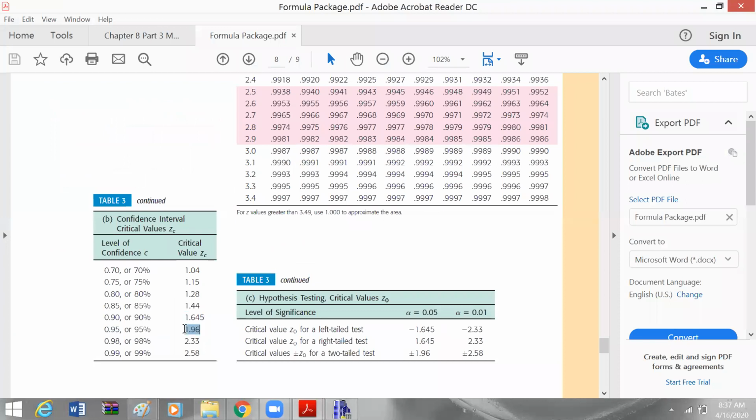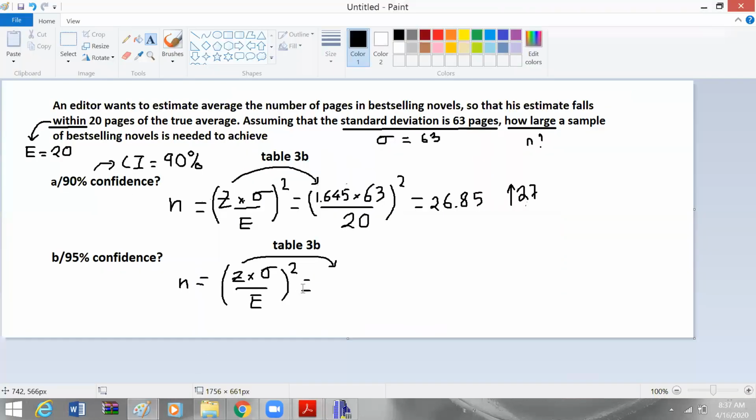The answer is 1.96. We can clearly see that this is 1.96 in this case. So we're going to open the parentheses and take 1.96. Remember that the z-score will be different depending on what confidence level we apply, what the question asks us to do. But we have the same standard deviation, which is 63, and the same error bound, which is 20.